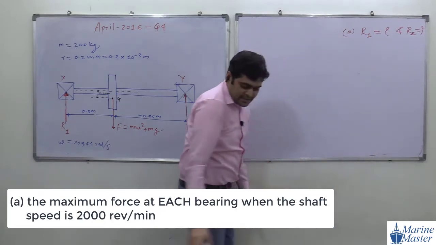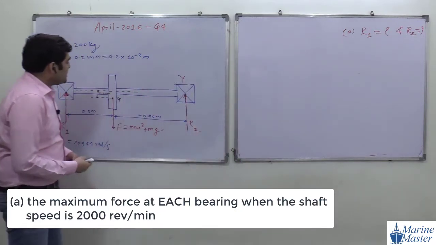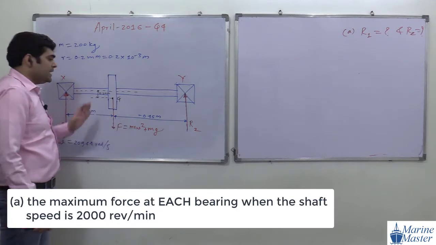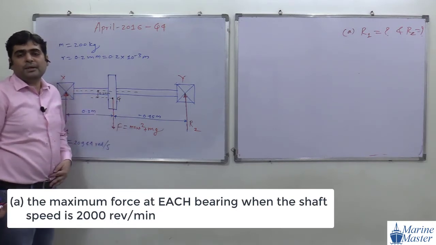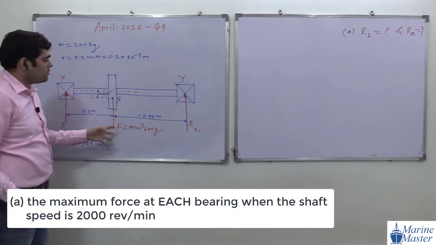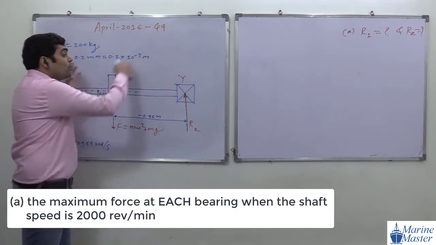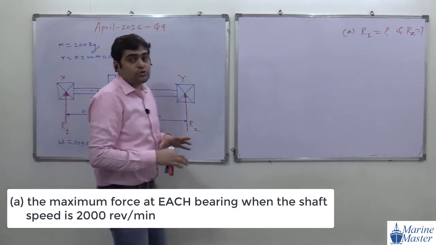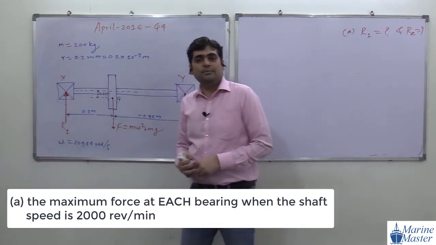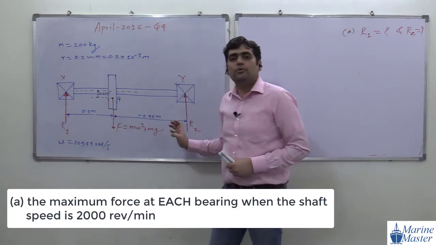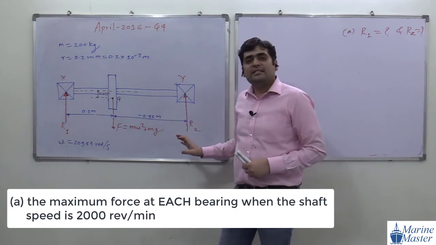See, if there is no centrifugal force and no weight, then what will happen? R1 and R2 will be 0. But due to this force, what will happen? To balance this overall system, to maintain the equilibrium of this system, there must be some reaction forces. Then and only then will the system balance.